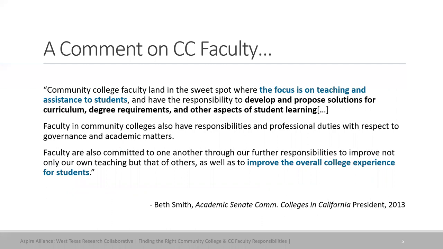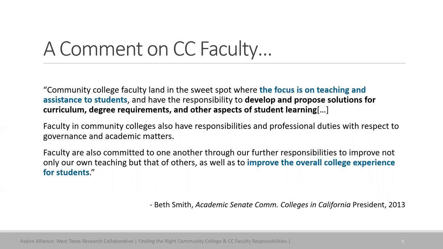So starting off my presentation, this was a slide that I recently saw regarding this statement that Beth Smith, and she was an academic senate president for Community Colleges of California. It's a very, very large community college system, and she really summed up what a community college faculty member has on their plate on being at a community college, where the community college faculty lands in that sweet spot where the focus is teaching and assistance of students.